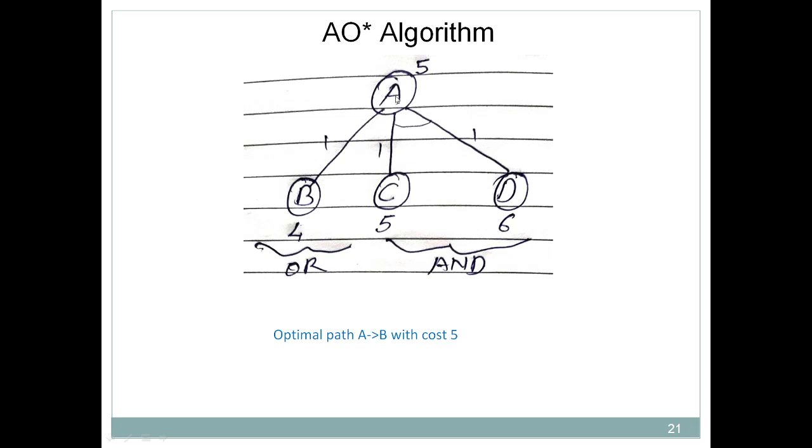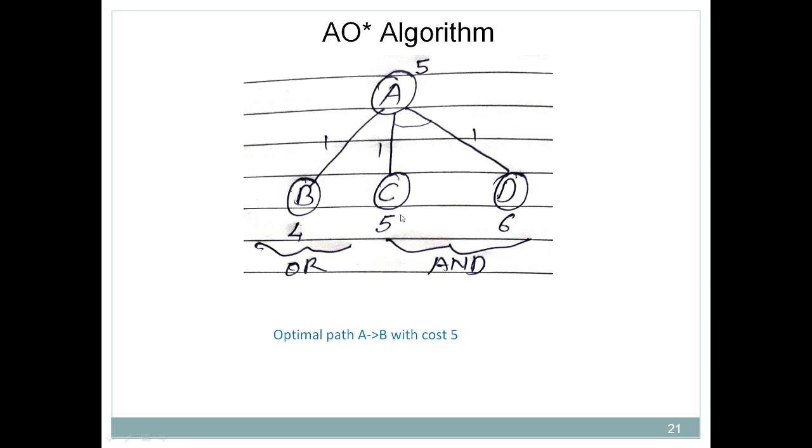So here we have A, its value is 5. Its initial value is given as some different H value, but its value is going to be changed. So in this case, how is this 5 value calculated? Again you are going to use the formula f of n equals h of n plus g of n. There are two possibilities: either consider this part or consider this part, because this is the AND part and this is the OR part.